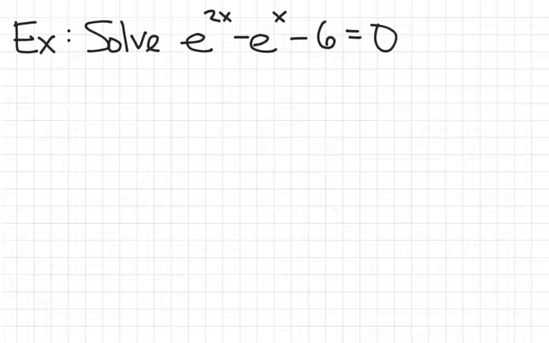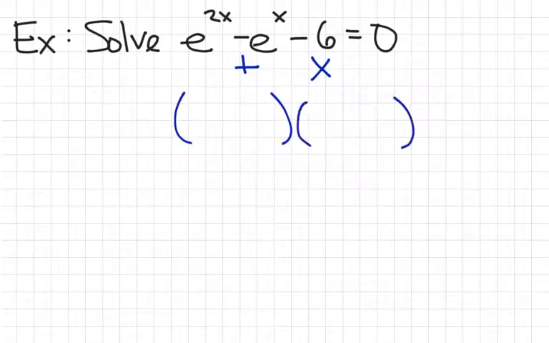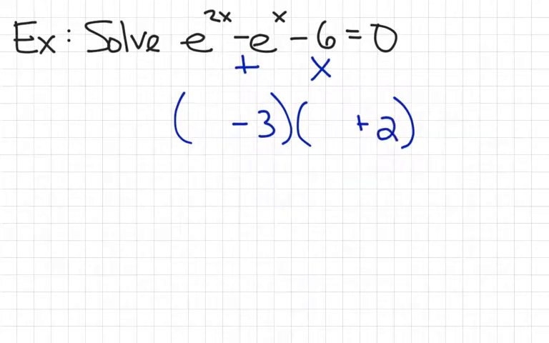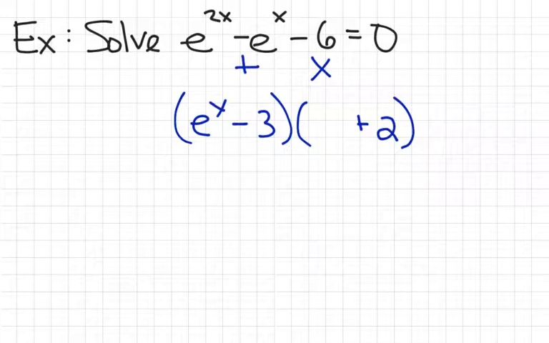This particular exponential function looks like it's in quadratic form. Kind of looks like a quadratic, where you define two numbers that multiply to give you -6, but those same two numbers have to add to give you -1, and you find out that it's -3 and +2. But instead of using x minus 3 and x plus 2, we're going to use e to the x minus 3 and e to the x plus 2.